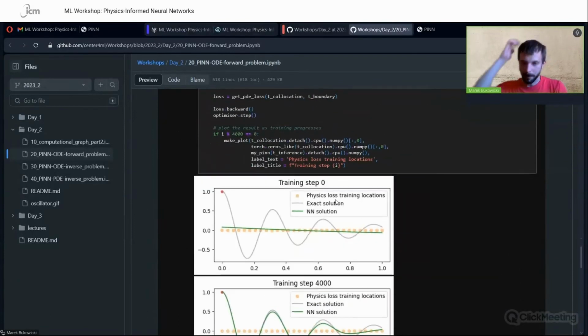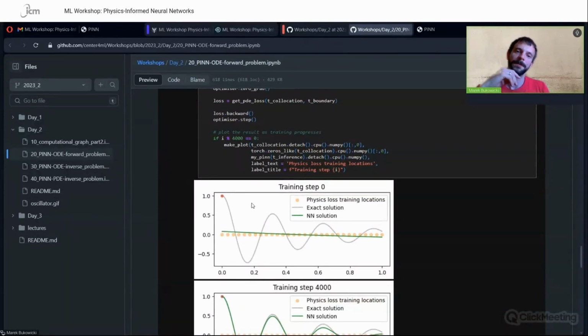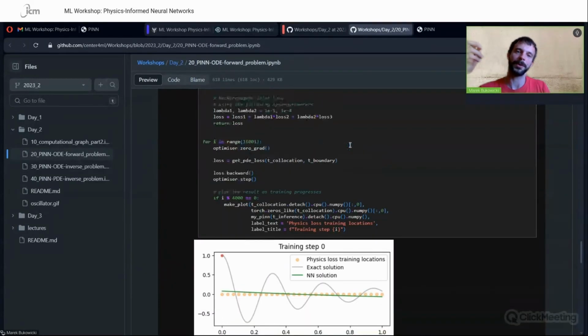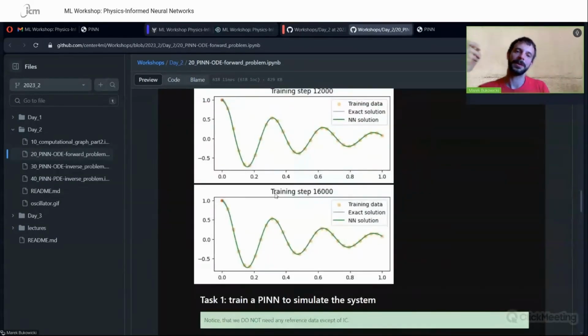And to make it more comparable, we actually should add here not only the initial condition, or maybe we can even omit the initial condition at all, but give the physics-informed neural network the same data we had here. So the data points, all of these data points here.